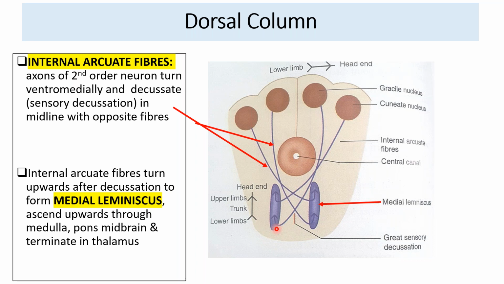Now, what is the medial lemniscus? This internal arcuate fiber is from this point till this point after the sensory decussation. Once they ascend higher up, the arrow is showing the ascent. Similarly, this is the opposite side. After they have reached the opposite side, they turn in the upward direction, and when they are directed upward they are called the medial lemniscus, and they will ascend higher up till the level of the thalamus.